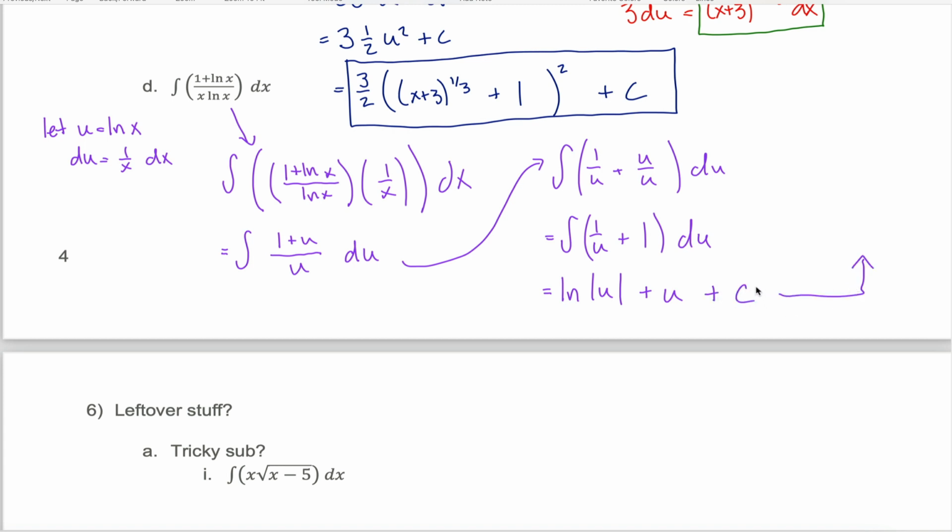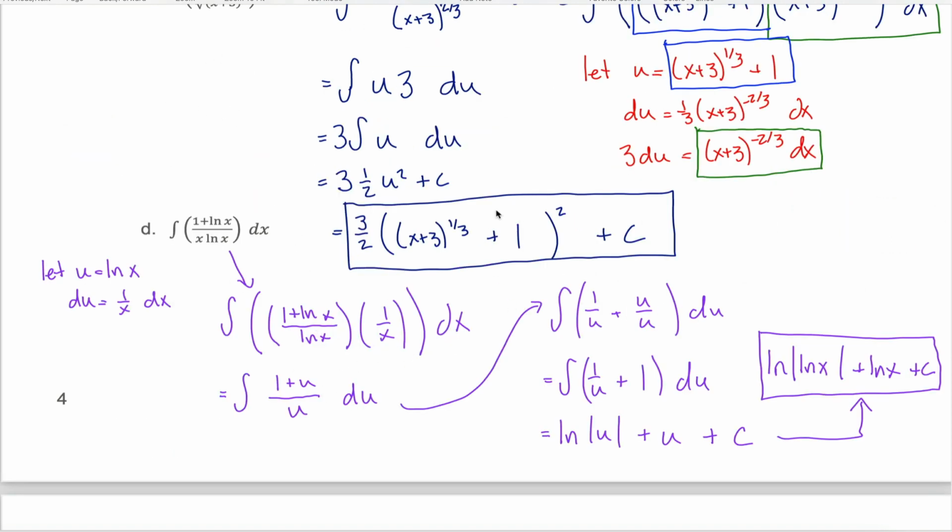I shouldn't leave my answer like that because u is equal to the natural log of x. So my final answer, and this is kind of crazy, is the natural log of the absolute value of, and then instead of writing u, I'm going to write the natural log of x, plus u, so plus the natural log of x, plus c. I've got nested natural logs going on here, plus another natural log over here, which is a pretty crazy looking answer, but the nice thing is you can always check this. Take the derivative of this guy, and I think what you'll find is that after some algebraic manipulation, we can get it to look just like this.